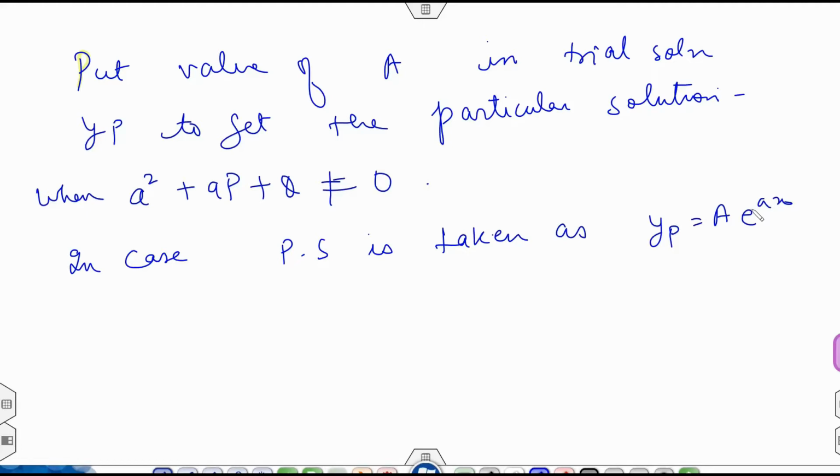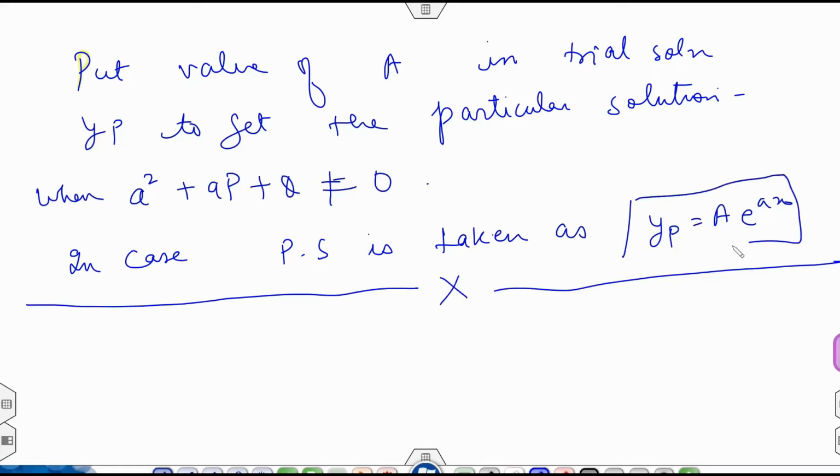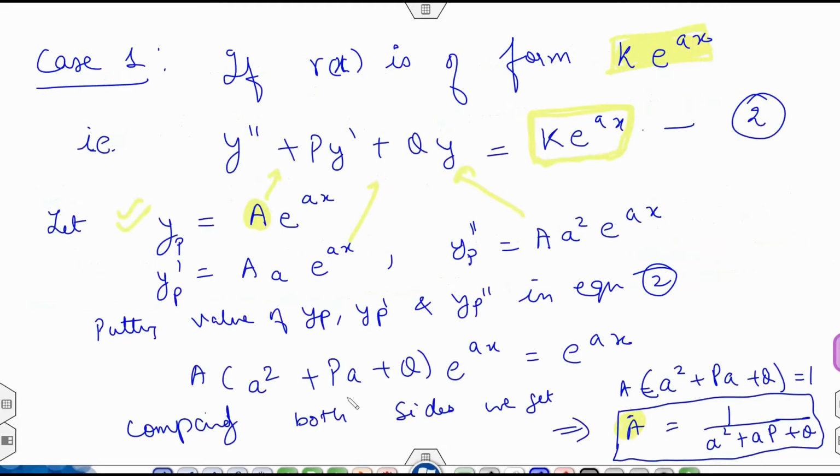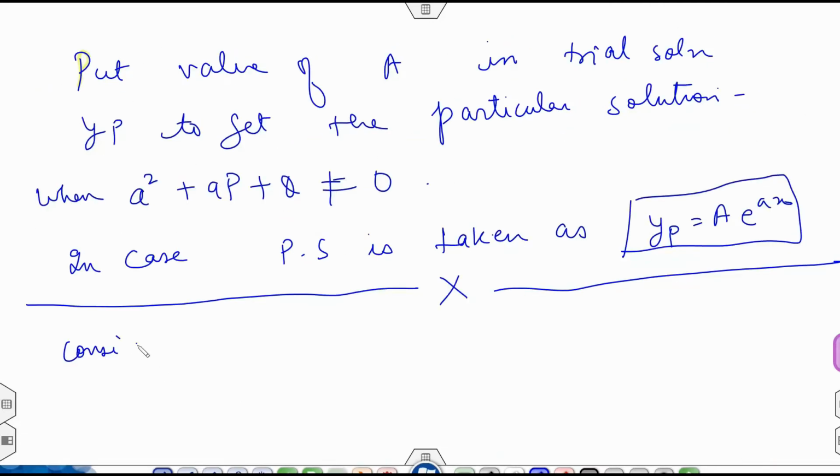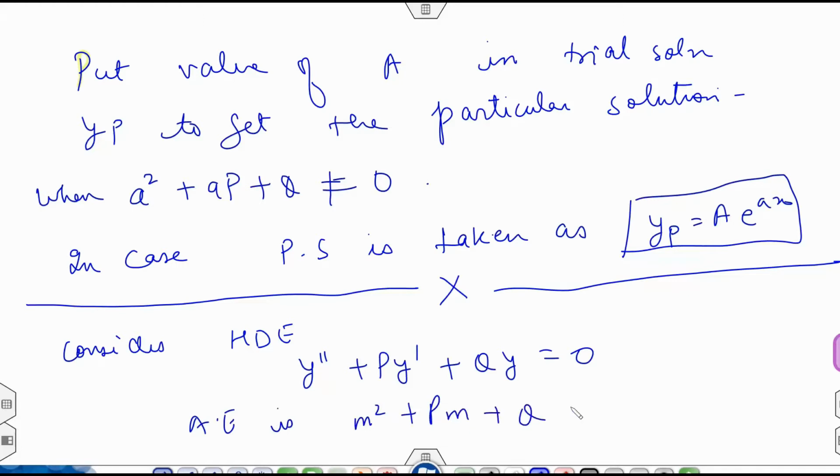Now what will happen when you have the auxiliary equation which has the root a? Okay, so now consider the homogeneous differential equation, that is, if we make this 0. So consider the homogeneous differential equation y double dash plus py dash plus qy equal to 0, and the auxiliary equation is m square plus pm plus q equal to 0. So now if we put a in place of this m, what are you getting? You are getting that this is equal to 0.